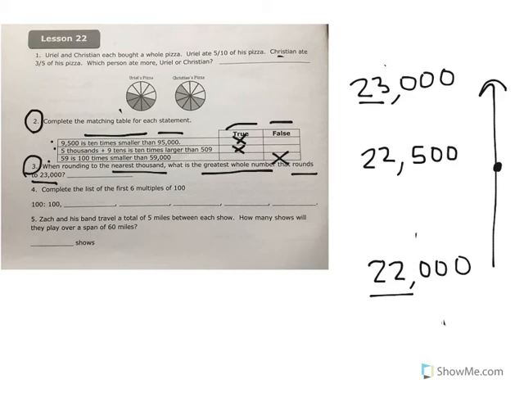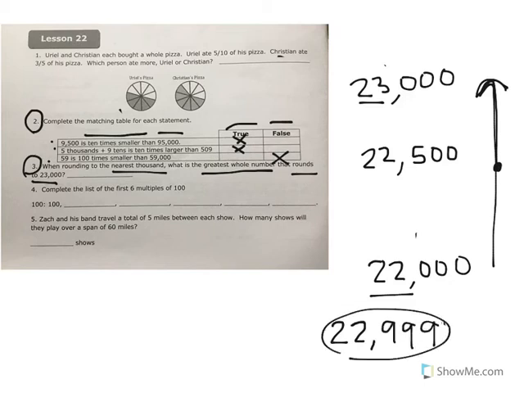So the rule for rounding is that if it's at the midpoint or above, we round up. So they're wanting to know what is the greatest whole number that rounds to 23,000. So the greatest whole number that would round to 23,000 would be, in this case, 22,999. But also, if we think about, I'm going to go ahead and erase this here.